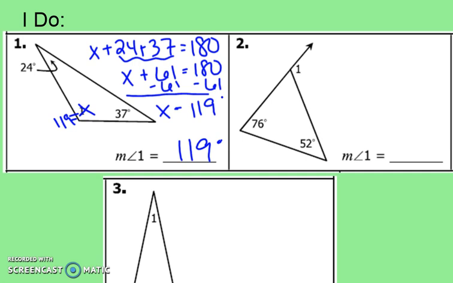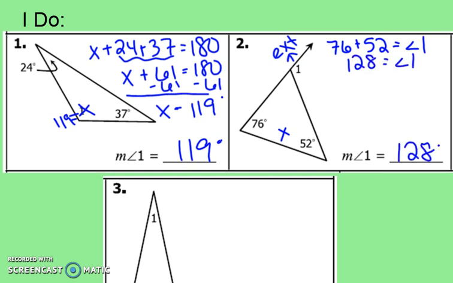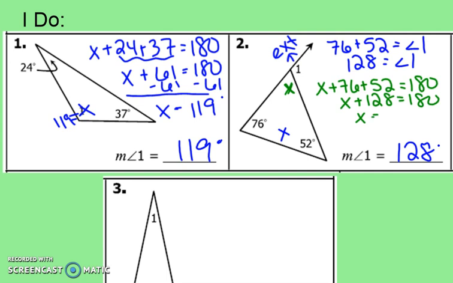Now, if we look at example 2, angle 1 out here is my exterior angle. So I'm going to add the two opposite interior angles together. So 76 plus 52 equals angle 1. That means 128 equals angle 1. Now, let's check ourselves. If I were to solve for the green x, I would say x plus 76 plus 52 equals 180. So x plus 128 equals 180. x then is going to equal 52 degrees.